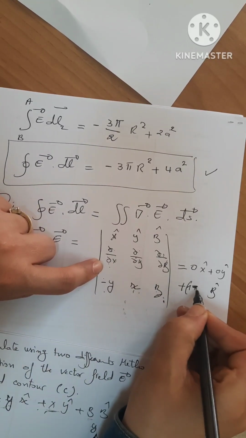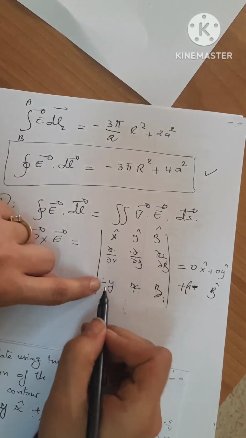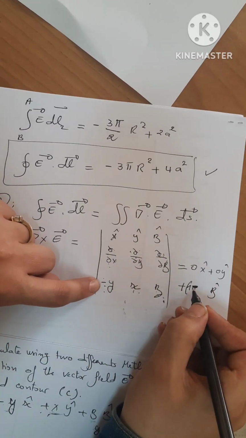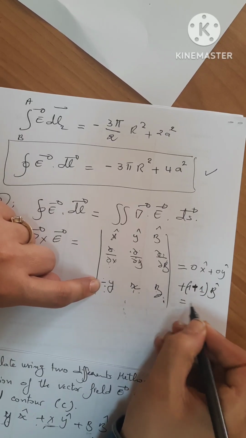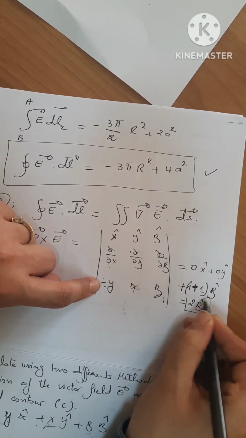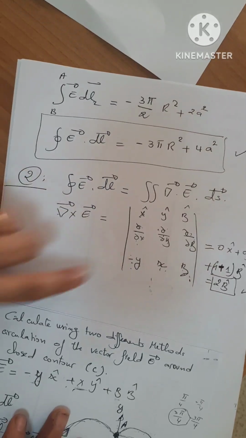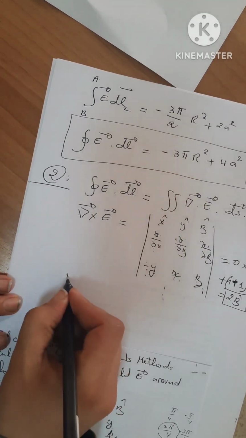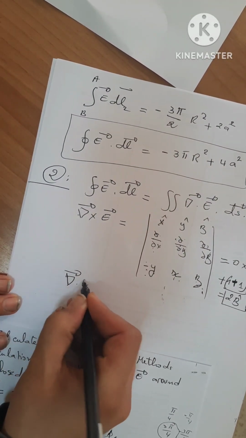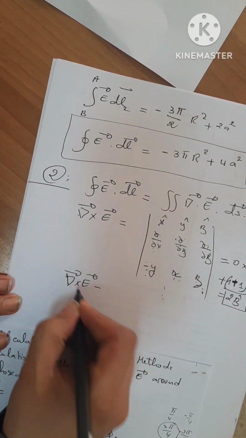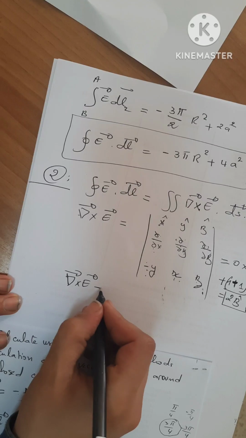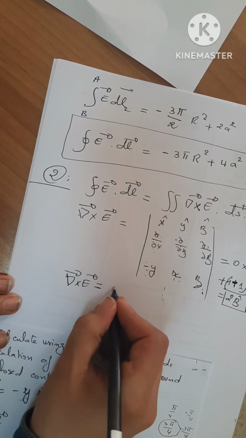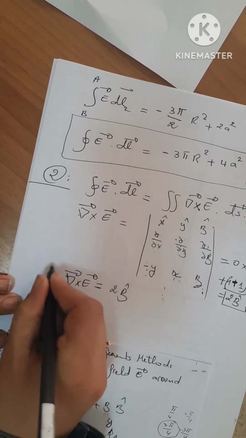minus d over dy of minus y, so it's minus 1. So minus 1 is plus 1, it's 2z. Okay, this is the curl of E. So the curl of E, it's not dot, it's cross, is 2z.